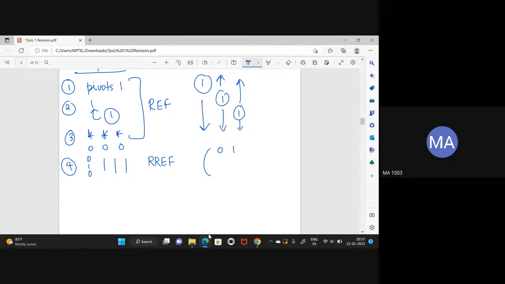Say you have 0, 1, 2, and then 0, 0, 0, 0, 0, 0. Which column contains the pivot? Second column. You needn't bother what happens to the other columns. This is the only column you should be bothered about. Is this a row echelon form or reduced row echelon form? This is row echelon form, because 2 is there above 1. There is a pivot here, but this entry is non-zero. If I had made this entry 0, then it would be in RREF. I'm not bothered about what these other entries are because there is no pivot in their column.